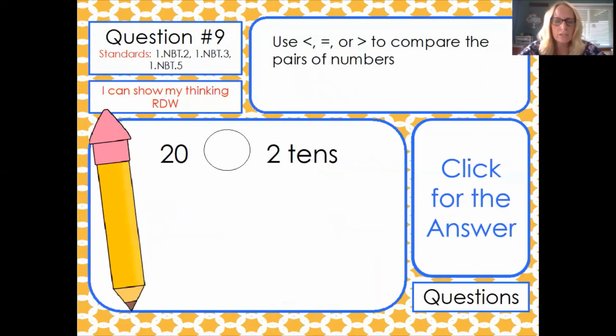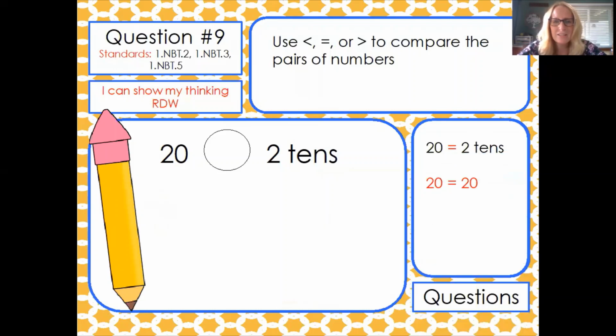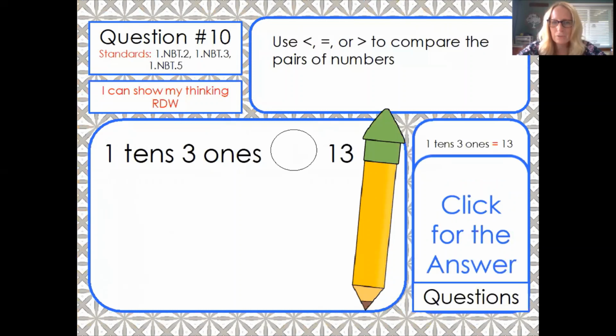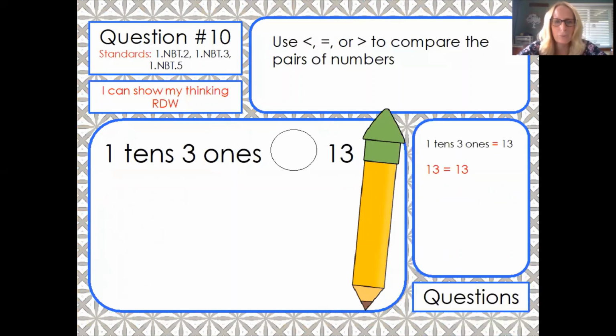All right, now I'd like you to try one by yourself. Which is bigger, 20 or 2 tens? Pause and figure this out. Okay, you should have realized that 2 tens, 10, 20, is the number 20, so they are equal. How about this one? 1 ten, 3 ones, or the number 13. Go ahead and solve. Okay, when I click to reveal, this is another one that is equal. 1 ten and 3 ones is the number 13.